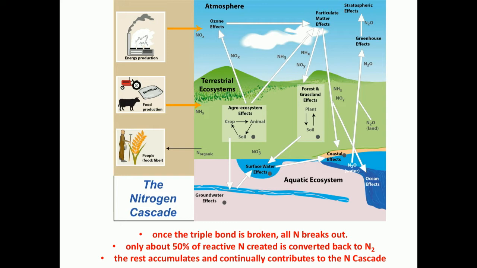And this keeps on going until that reactive nitrogen molecule finds a place that doesn't have much oxygen, where it can be denitrified back to N2. Unfortunately, places like that don't really exist that much. They're decreasing, they're becoming more scarce. And so we are now accumulating reactive nitrogen in the environment at about a 50% per year basis.